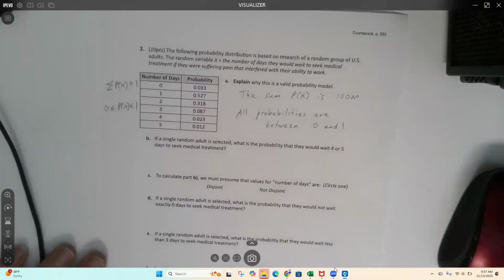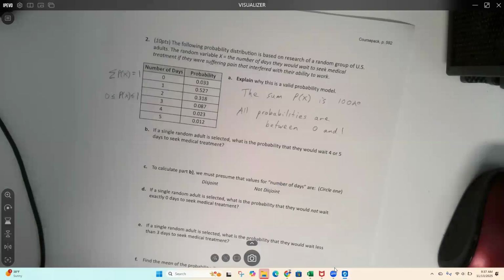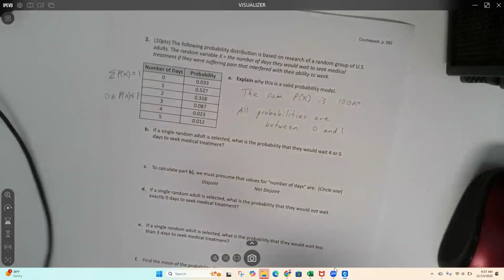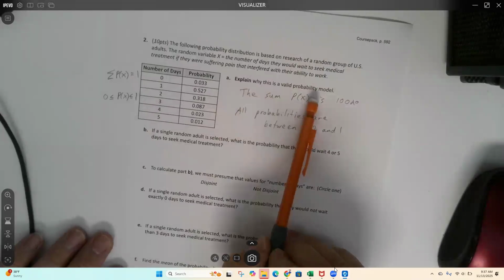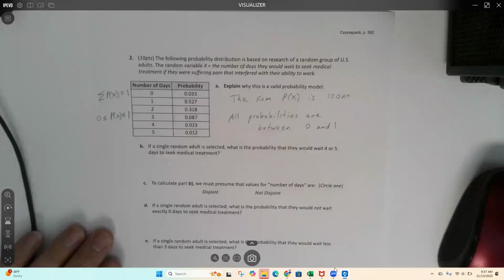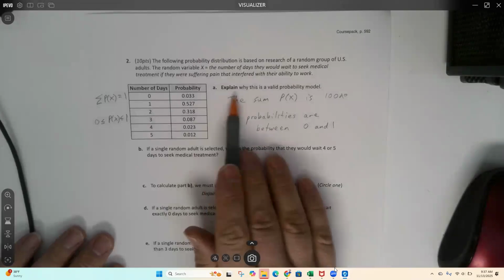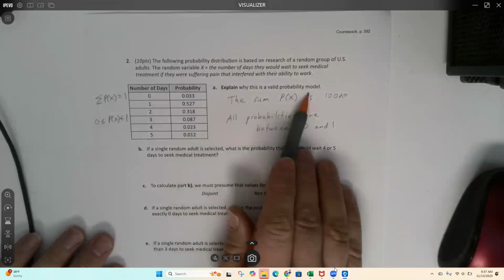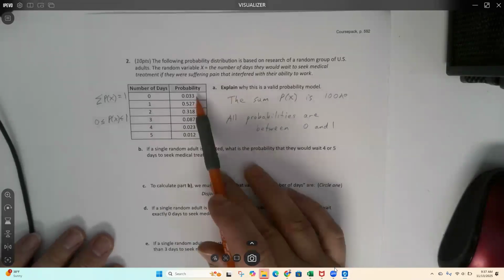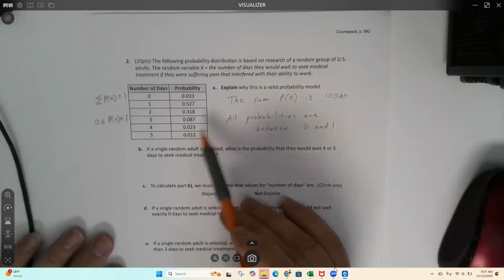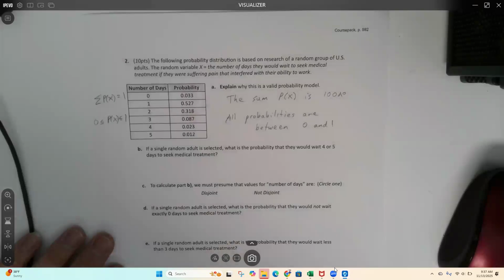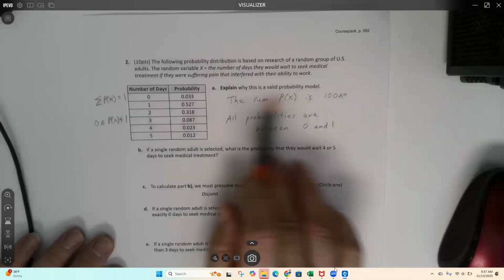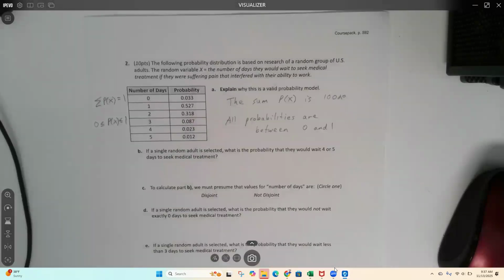Now, we're just going to assume that they sum up to 1 because the question asked us why this is a valid probability model, which makes the assumption that it is. If the question had said, is this a valid probability model? We would have to go into Desmos and add all these up and double check to make sure that they do add up to 100%. I'm going to skip that step because the question has already told us that they do.